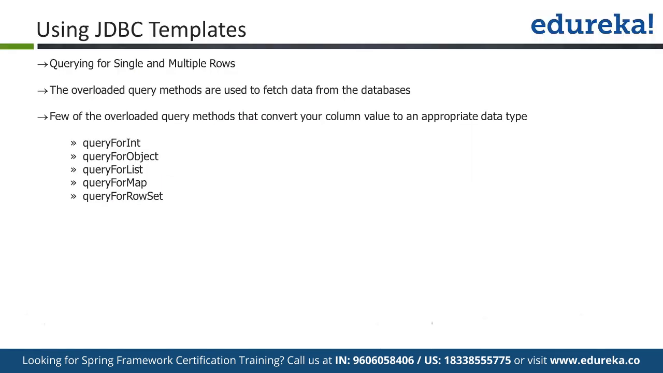So that's what I was trying to explain, that we have so many methods inside JDBC template which can be used for accessing the database. For querying for single and multiple rows, the overloaded query methods are used to fetch data from the databases. A few of the overloaded query methods that convert your column value to an appropriate data type are queryForInt, queryForObject, queryForList, queryForMap, and queryForRowSet. So these are different methods we have for different kinds of objects to be returned.